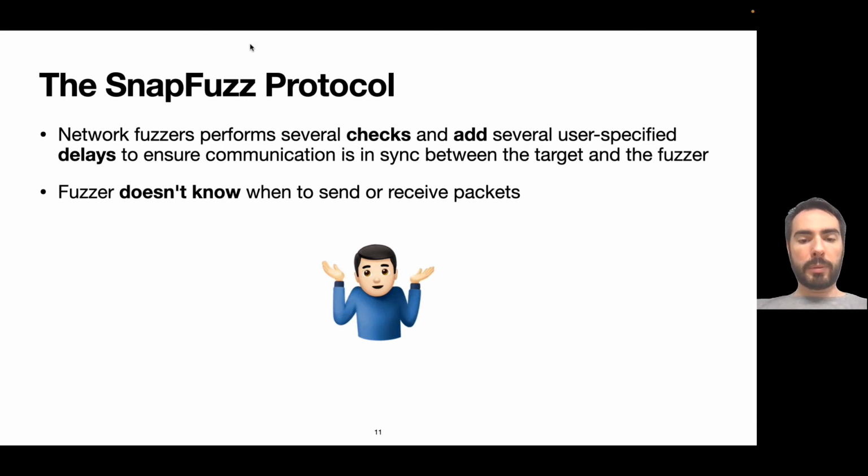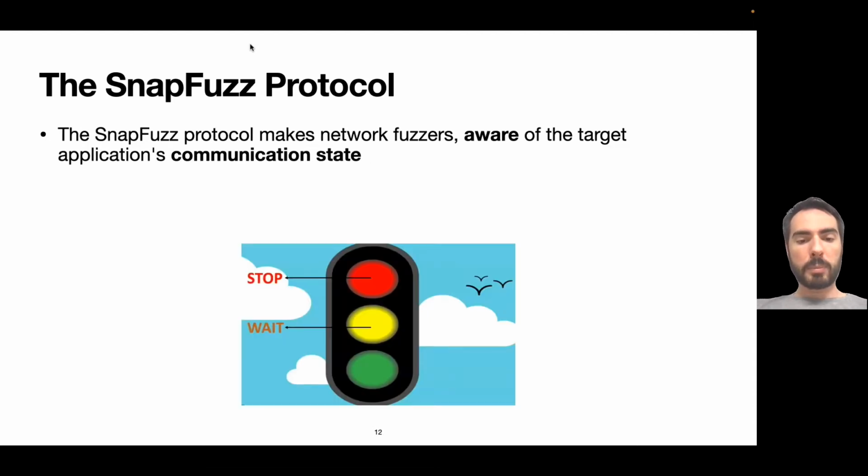So we saw in our example before, fuzzers perform several checks and add several delays to ensure communications are in sync between the target and the fuzzer. This is because the fuzzer doesn't know when to send or receive packets from the target. The SnapFuzz protocol addresses exactly this issue by making the fuzzer aware of when the target is ready to communicate and whether the target is ready to receive or to send information. SnapFuzz is able to know exactly the state of the target because SnapFuzz is intercepting all the target system calls in a similar way that strace in Linux does.